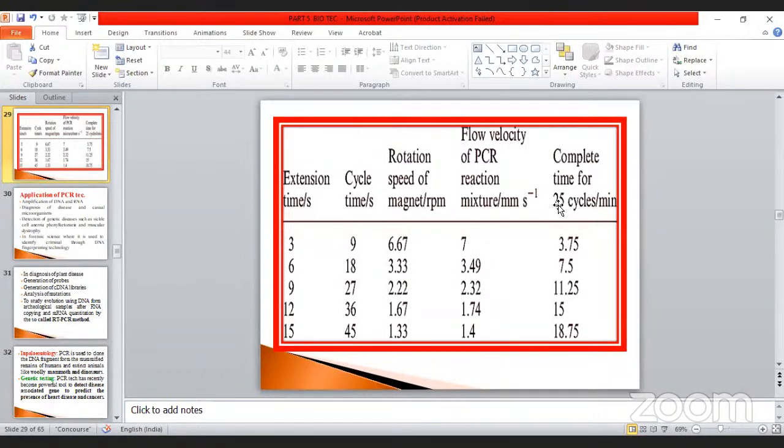Complete time. Okay, suppose if it is 3. Okay, the cycle time is 9. So 6.67 is the rotation speed of the magnet, and then this is the flow velocity. So we'll get 3.75 cycles per minute. Likewise, they calculate 7.5, 11.25, 15, and 18.75. Okay, these are the PCR activities. So this is the important thing, my dear students.